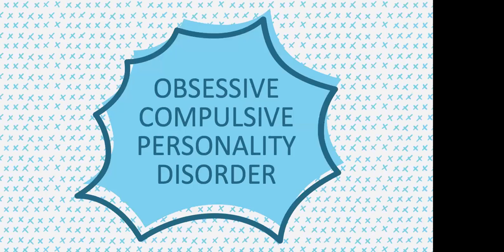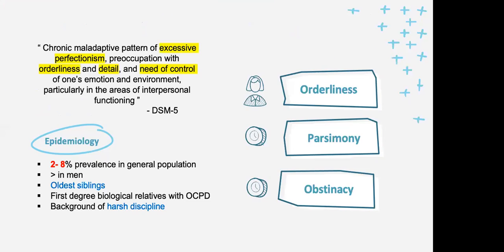Okay, lastly is obsessive compulsive personality disorder, OCPD. This is a chronic maladaptive pattern of excessive perfectionism, preoccupation with orderliness and detail, and the need for control of one's emotions and environment, particularly in the area of interpersonal functioning. For epidemiology, it accounts for about 2 to 8% of the general population. It's more common in men, and it is most commonly seen in older siblings, people with a first degree relative with OCPD, and people with a background of harsh discipline.